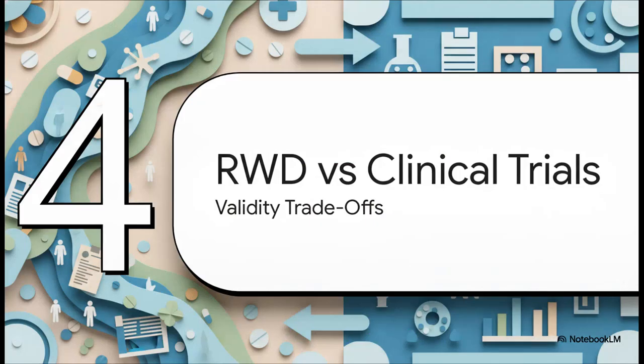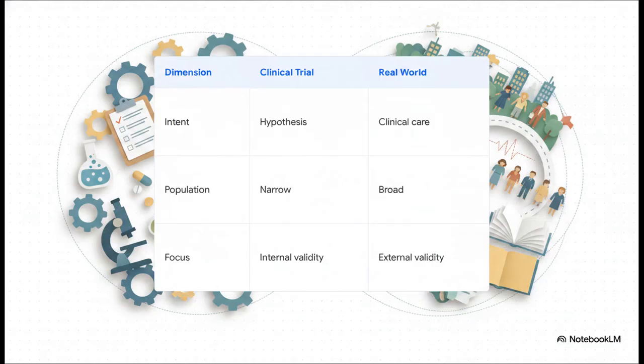Okay, moving on to Section 4, RWD versus clinical trials and the validity trade-offs. This whole comparison is usually framed as a fundamental trade-off between internal and external validity. Clinical trials are explicitly, rigorously optimized for internal validity. Through strict randomization and protocols, they isolate causal effects. They tell us absolutely if a treatment works under ideal controlled conditions.